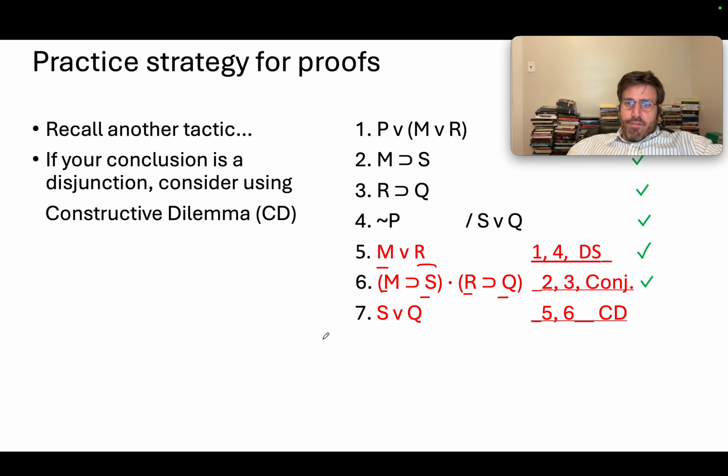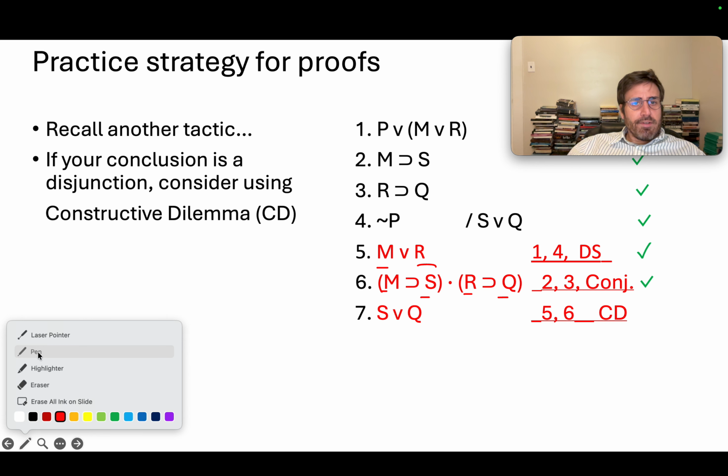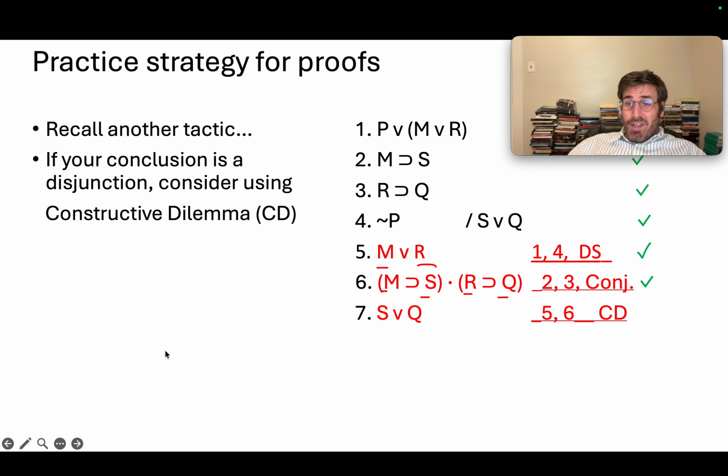So just be aware of the fact that the disjunction premise of the antecedents can appear before the conjunction of the conditionals. The order does not matter. The rule of implication still allows us to infer the disjunction of the consequence, either S or Q. All right, so if you have a conclusion with a disjunction, consider using constructive dilemma.